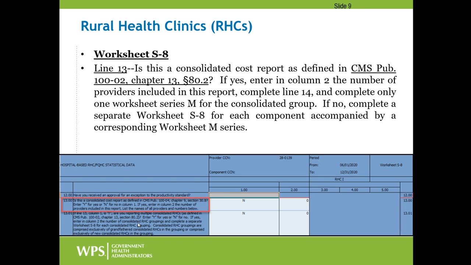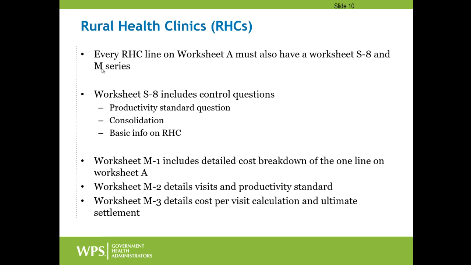The reason is that each S-8, each consolidated group, would have to have a list of all the RHCs grouped together within that consolidated group. And again, every RHC line on worksheet A must also have a worksheet S-8 and M series. So again, what we're saying is if you had two consolidated groups, worksheet A is going to have two different cost centers to be used. And they're going to have their own S-8 and of course their own M series.